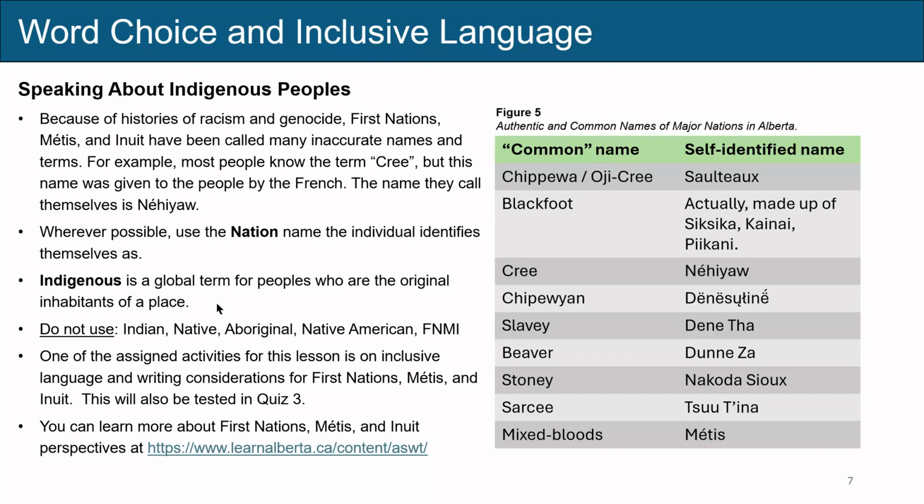This also includes some guides on how to write about, because another way that First Nations, Métis, and Inuit have been dehumanized historically is by writing about them as if they were objects instead of groups of people. So things like capitalizing, for example, has been used to diminish First Nations, Métis, and Inuit in the English language. This information will be part of Quiz 3, so make sure you do that activity.